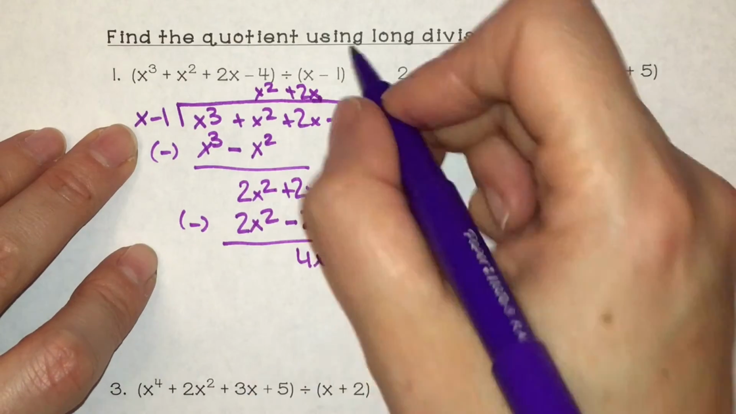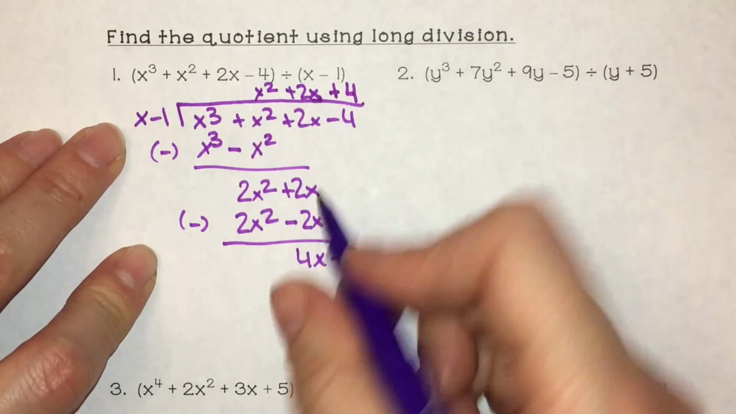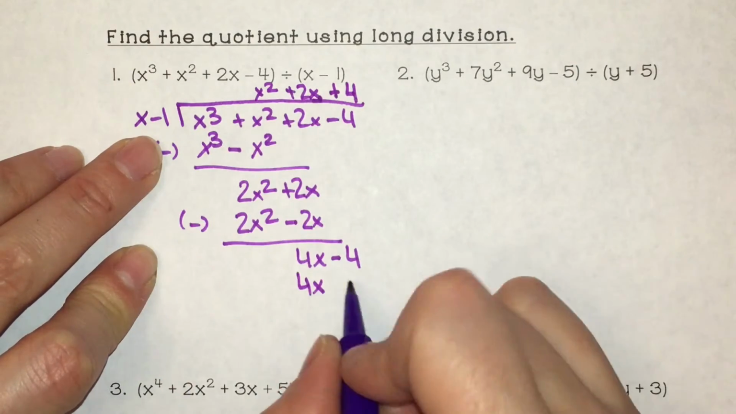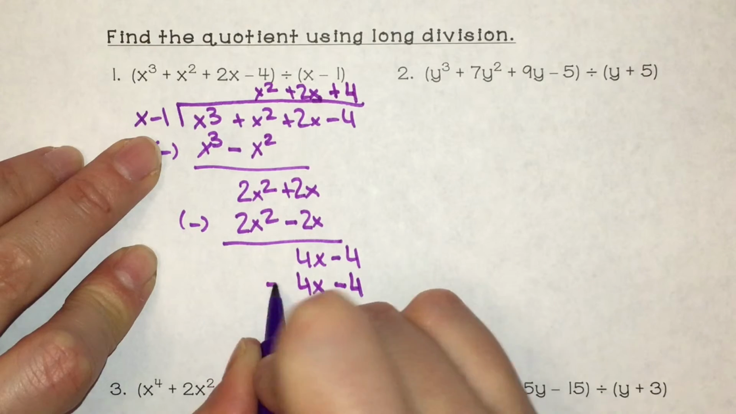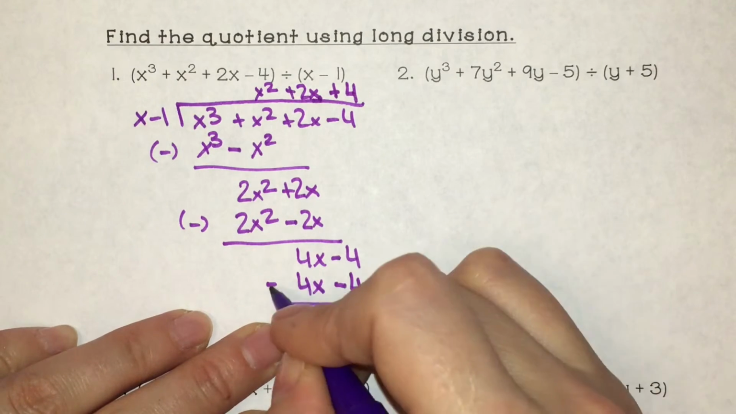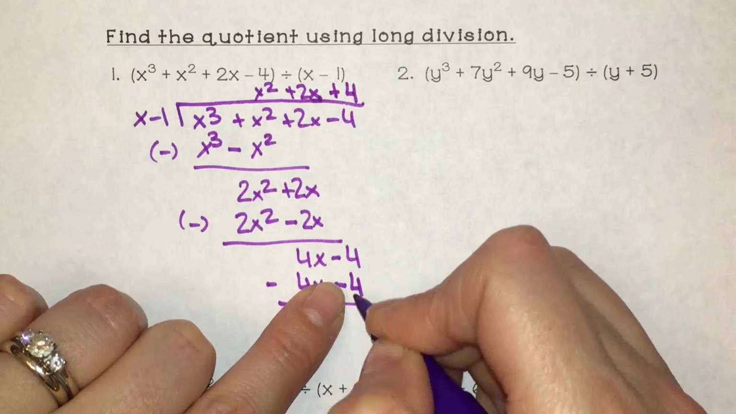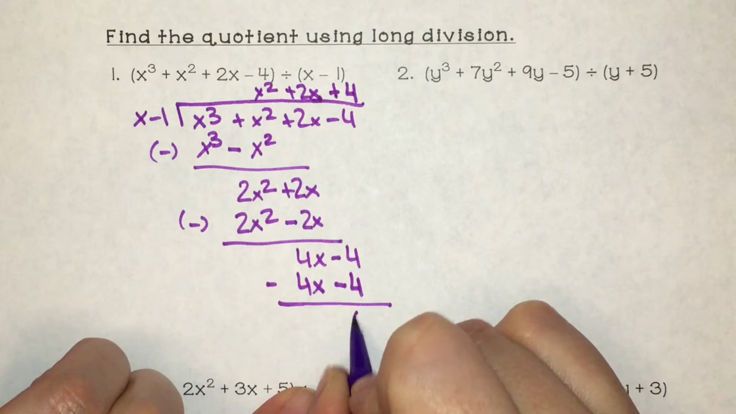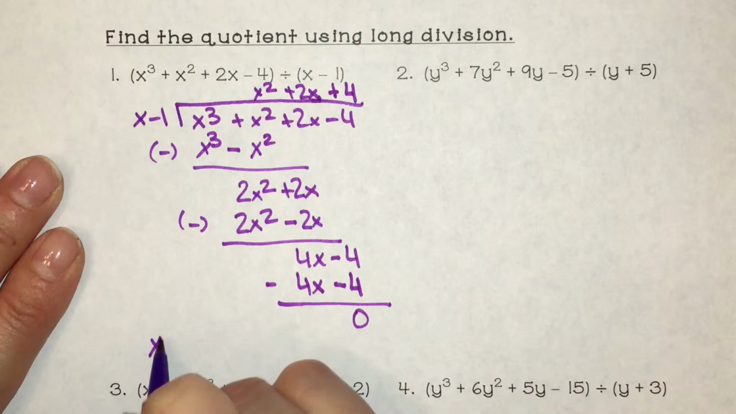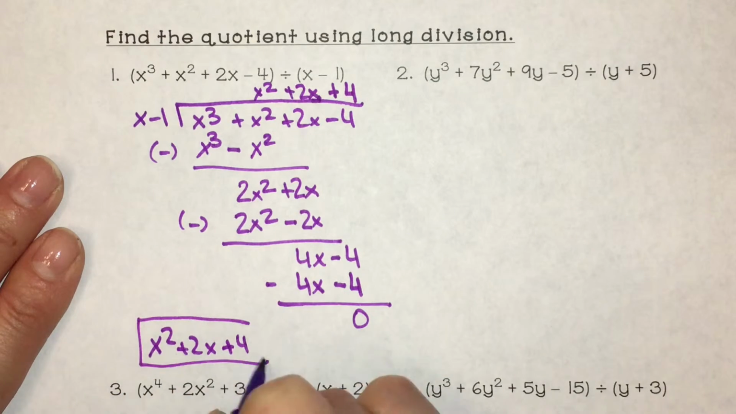We multiply x times 4, so plus 4 to get 4x. 4 times x is 4x. 4 times the minus 1 is minus 4. We subtract. 4x minus 4x is 0. Minus a negative is plus a positive, so negative 4 plus 4 is 0. Meaning our answer is x squared plus 2x plus 4.